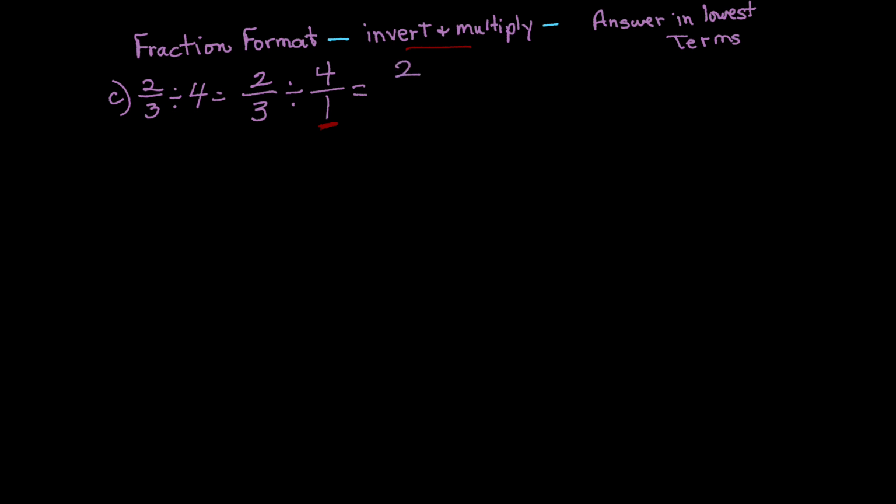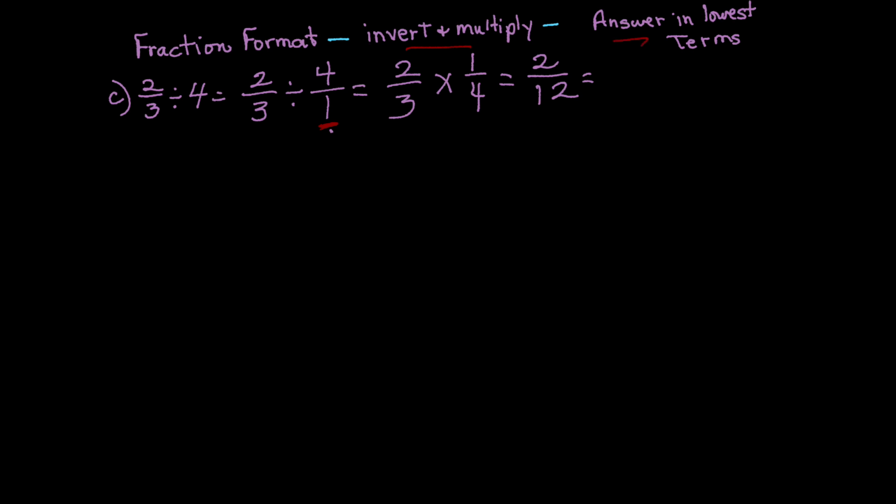It's 2/3 times, and we're going to invert this one. It becomes 1 over 4. And then we go 2 times 1 equals 2, and 3 times 4 equals 12. Is the answer in its lowest terms?